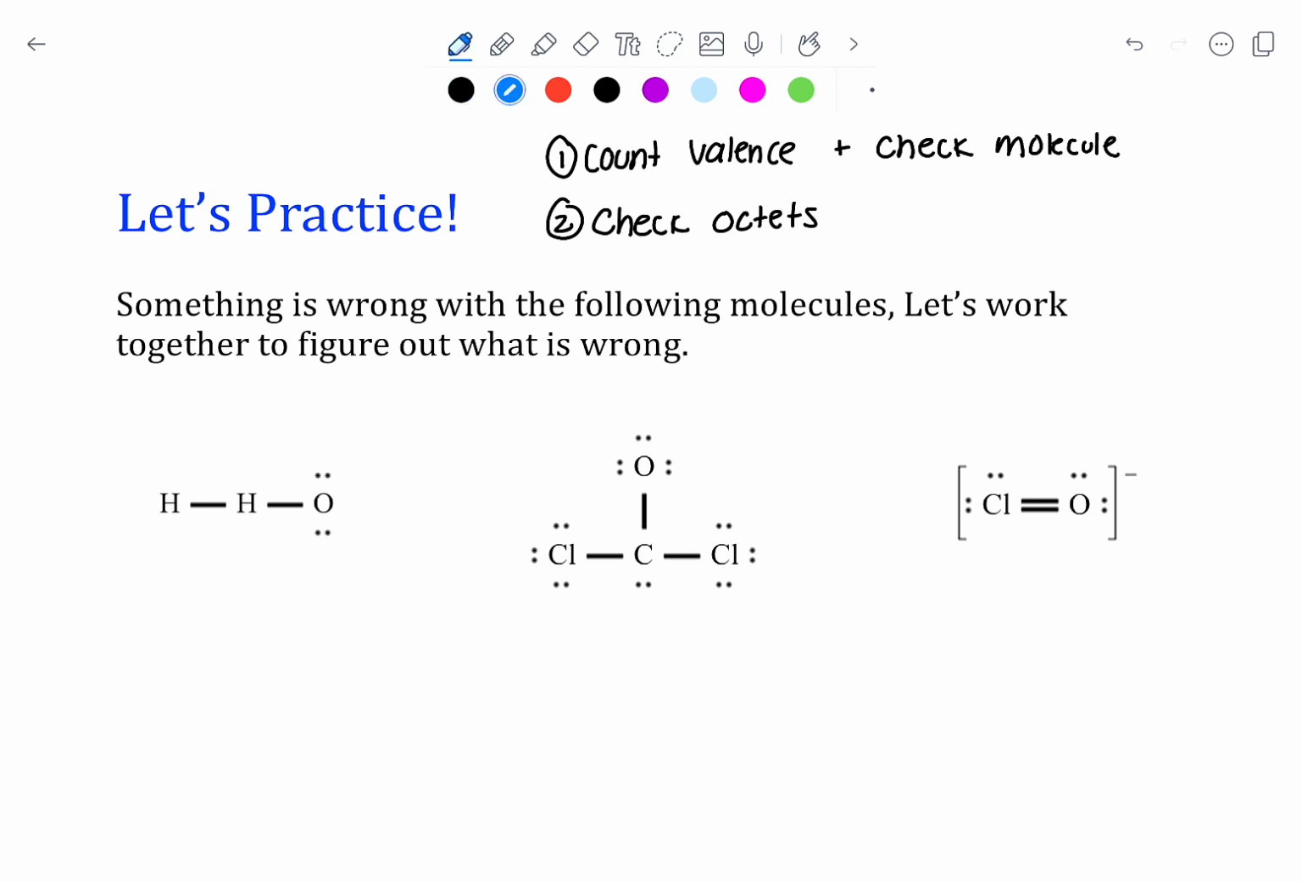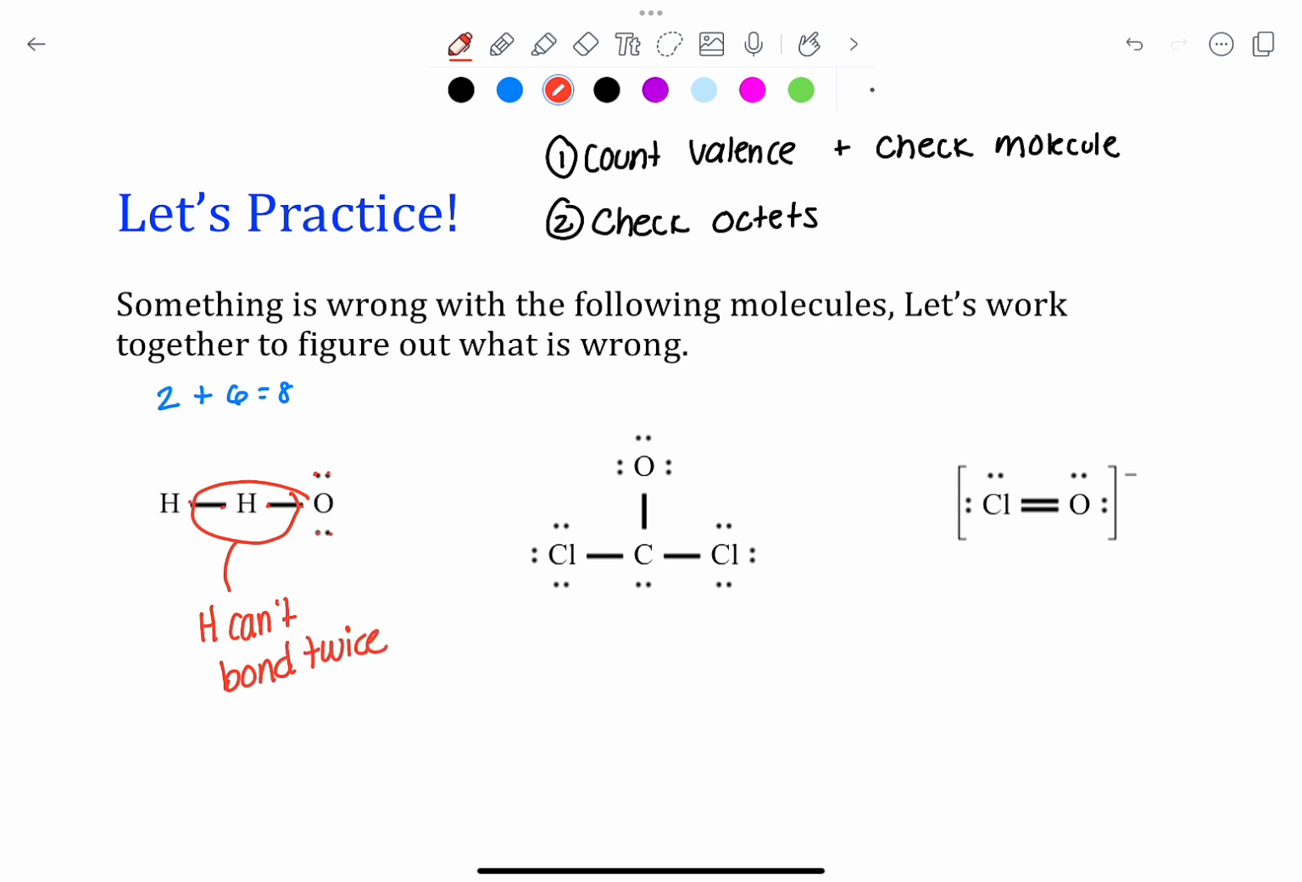In our first example, we should count up our valence. So hydrogen, there's 2 of them, so that's 2 valence, plus the 6 in oxygen, that's a total of 8 electrons. 1, 2, 3, 4, 5, 6, 7, 8, so they're all there. But our big thing that's wrong is that hydrogen can't bond twice. It wants a duet, which means 2 electrons. So that's what's wrong with our first structure.